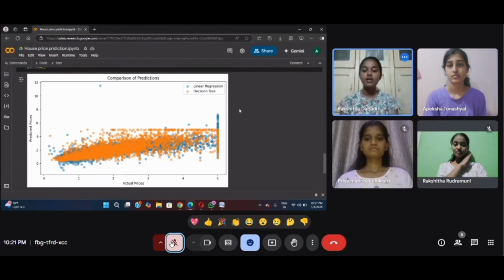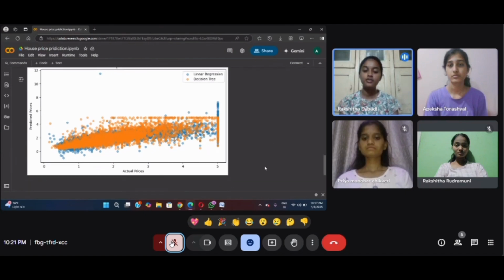By looking at the MAE, MSE, and the visualizations, we can determine which model performs better. Linear regression typically performs well when there are linear relationships between the features and the targets. While the decision tree can handle more complex non-linear relationships, it might overfit the data if it is not properly tuned.